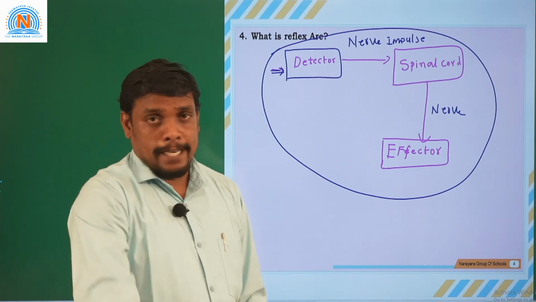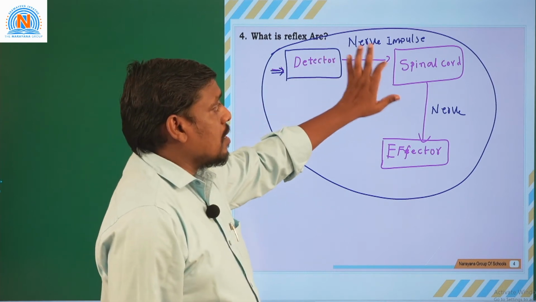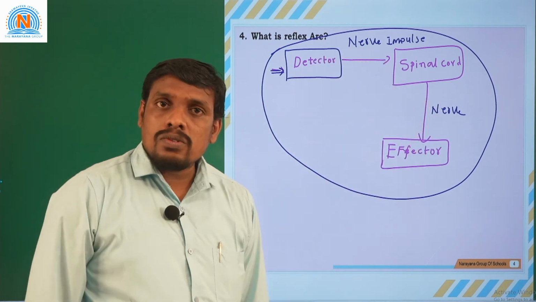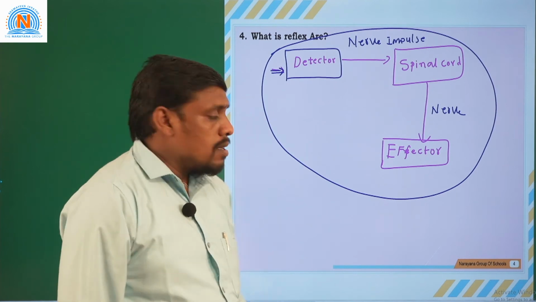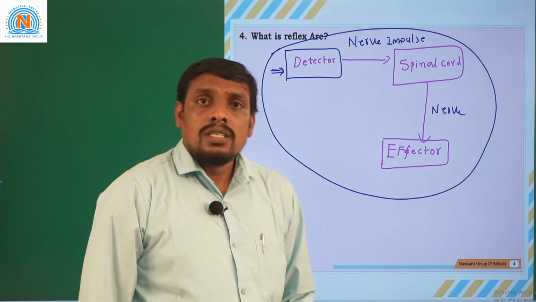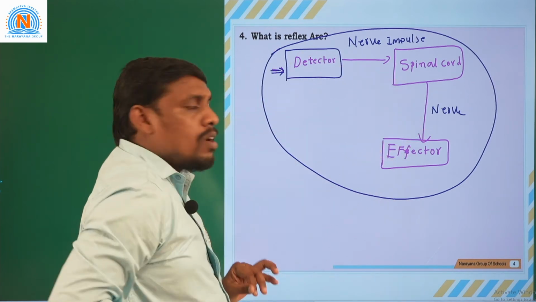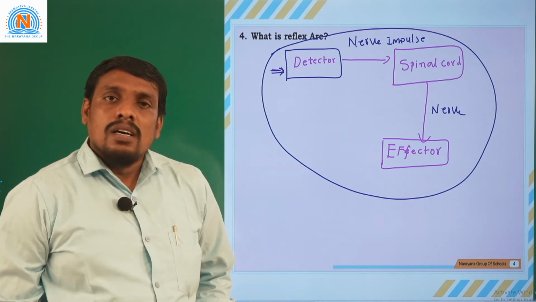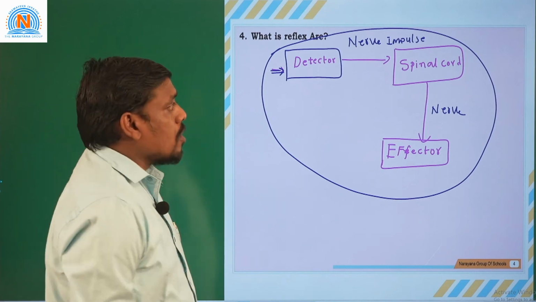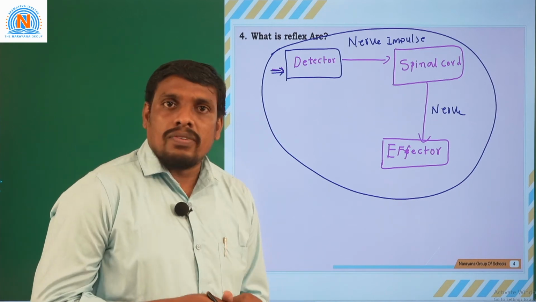Once again I am explaining. Here, from the detector, nerve impulses are received by the spinal cord through the nerves. In the same way, the spinal cord sends these nerve impulses to the effector organ through the nerves. So this entire structural mechanism is scientifically called a reflex arc. The spinal cord is a major organ involved in the reflex arc.